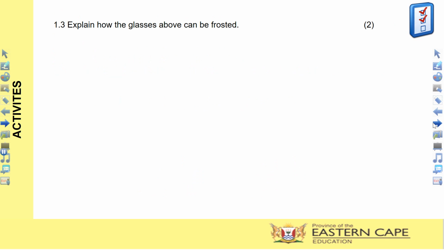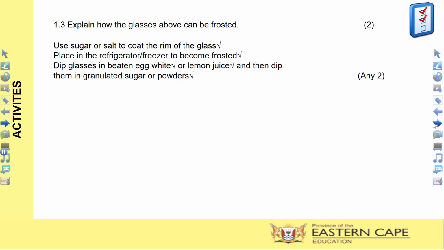Explain how the glasses above can be frosted. So that is a term that we looked at. When you are frosting, you use sugar or salt to coat the rim of the glass. You place it in the refrigerator or freezer to be frosted. That could be another option. You can either dip the glasses in beaten egg whites or lemon juice and then dip them into your granulated sugar or powders. So any two of those explanations will award you 2 marks.